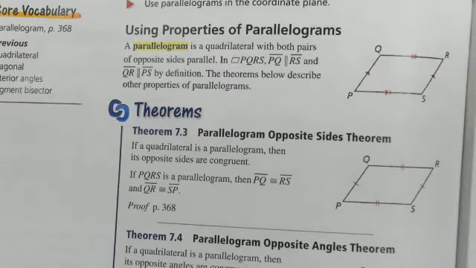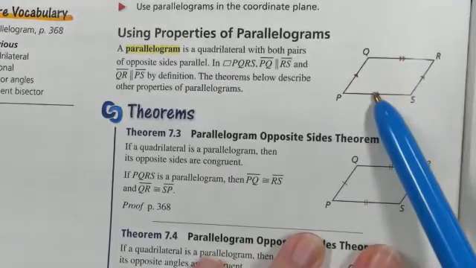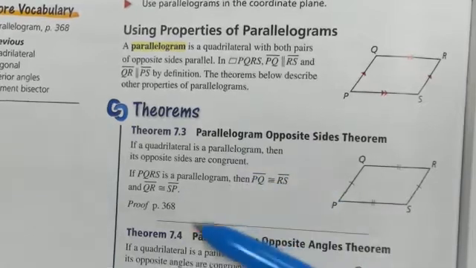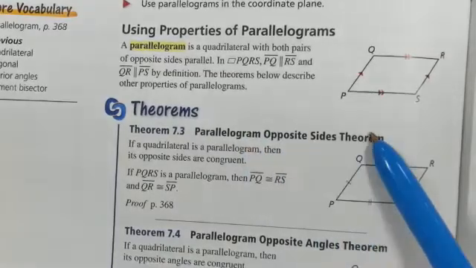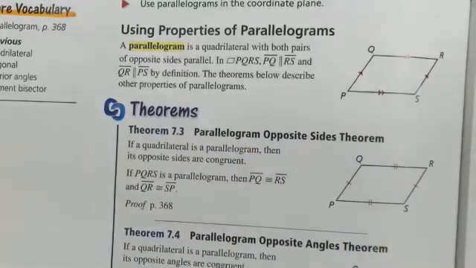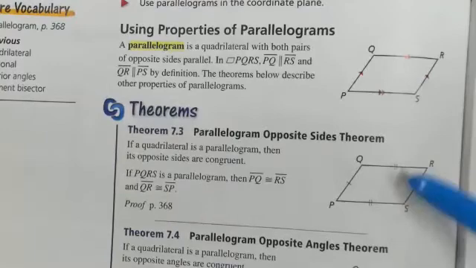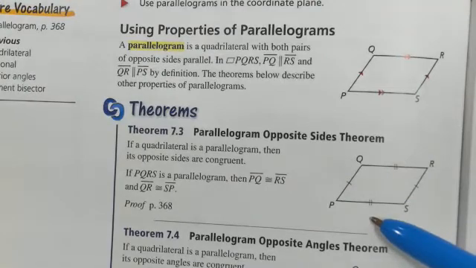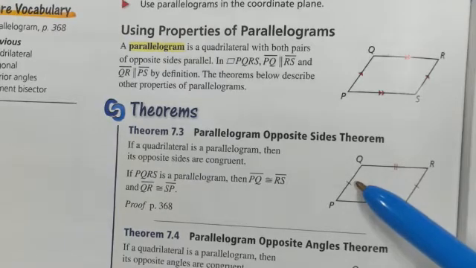Okay, a parallelogram is a quadrilateral with both pairs of opposite sides parallel. So here we have this quadrilateral, and these two opposite sides are going to be parallel, and these two opposite sides are going to be parallel. That's what makes a parallelogram. So the first theorem for this section is called the parallelogram opposite sides theorem. This one says if we have a parallelogram, so we have to know that it's a parallelogram, okay? Then not only are opposite sides parallel, they're also congruent. So here QR is going to be congruent to PS, and SR is going to be congruent to PQ.